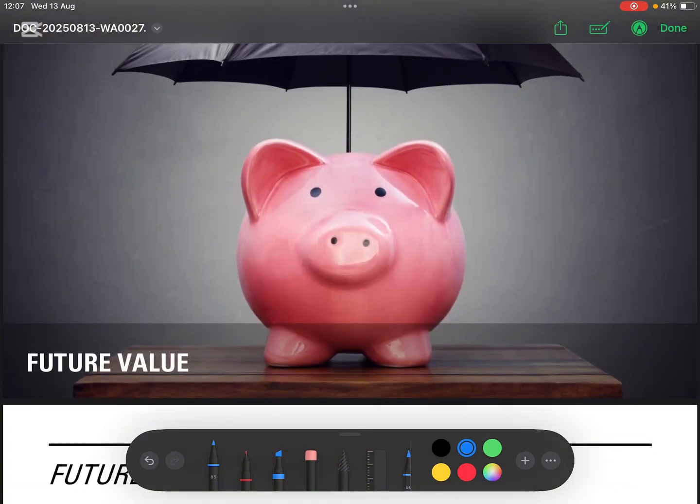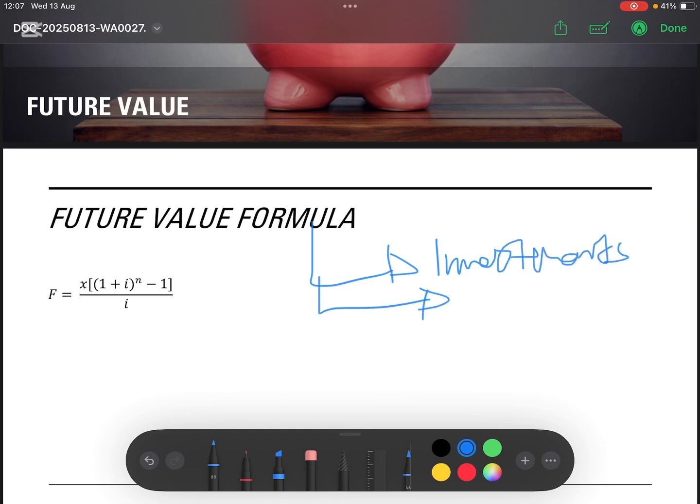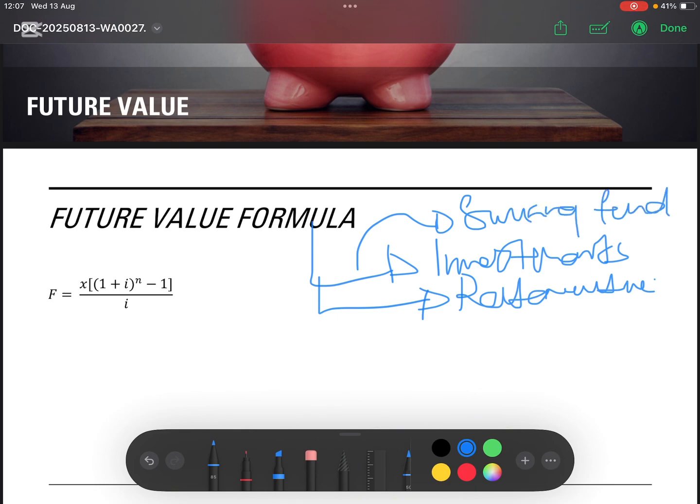Okay, so now focusing on future value, let's go to future value. Focusing on future value, we'll be talking about investments, retirement annuities, and also sinking funds, right? So now this is given the formula of a future value. So in this case, suppose we'll be talking about investment.